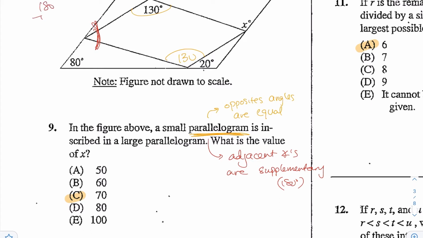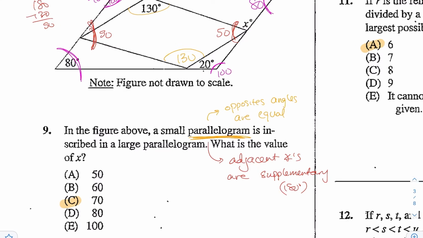So 180 minus 130 is equal to 50. So this angle has to be 50, and so must the other one, because opposite angles are equal. So now once you have the angles here, you can then figure out that the other parallelogram works the same way. So if this angle is 80 degrees, well, so is this one. And now this angle has to be 180 minus 80, which is equal to 100. So this will be 100 degrees, and so will the bottom angle.